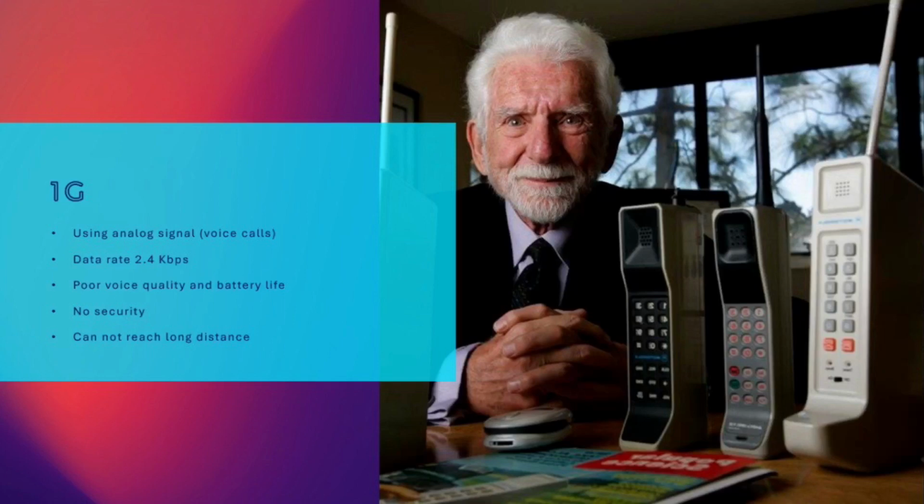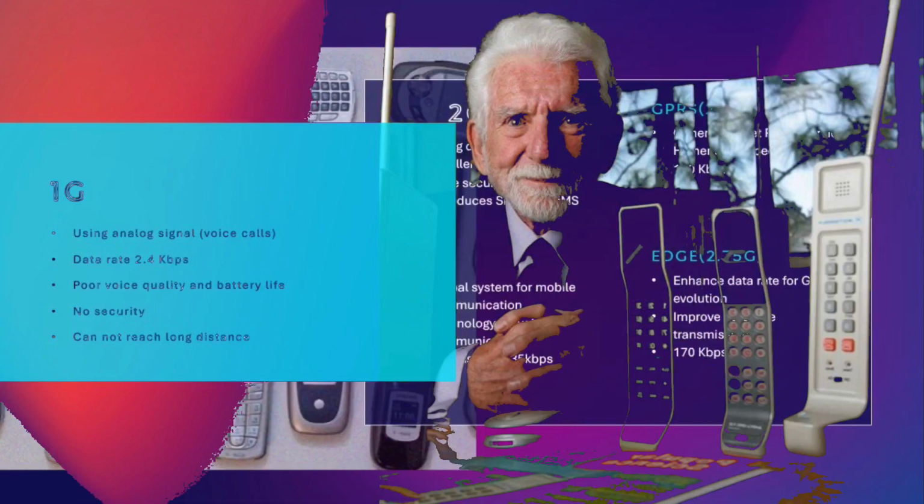1G used analog signal to transfer information, and this information was limited to voice calls only. The maximum speed of data transmission was 2.4 kilobit per second, which is very low, and the phones generally had poor battery life and voice quality was low without much security and most often experienced drop calls. Since this technology used analog signal, it was not able to cover a long distance, and because of that, then came second generation networks.